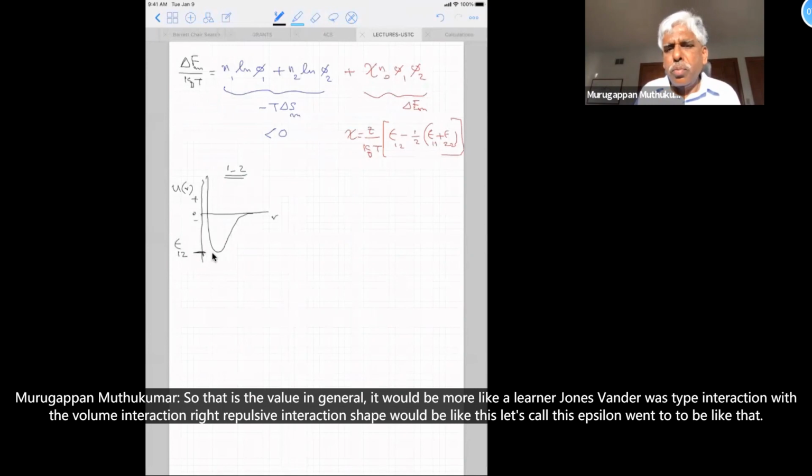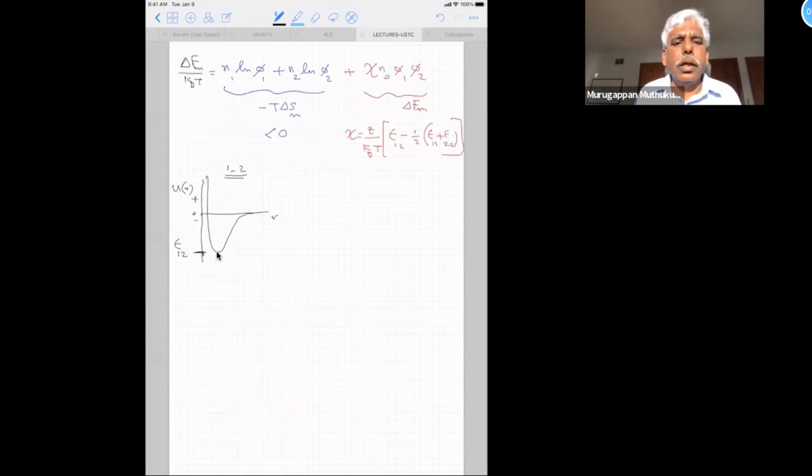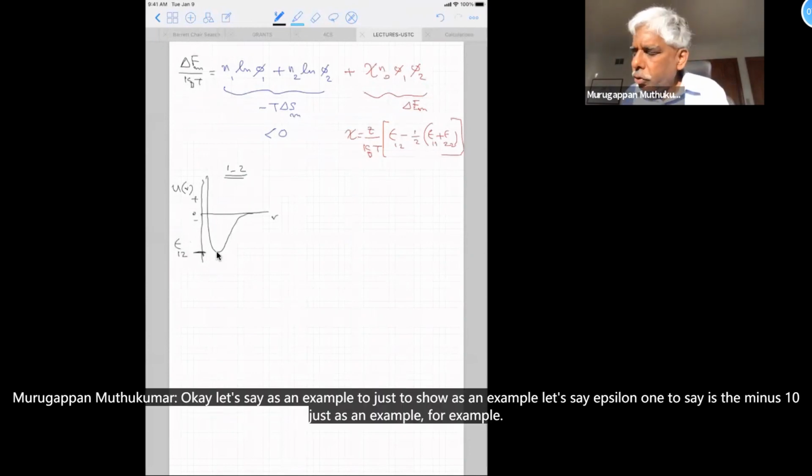In general, it will be more like a Lennard-Jones or van der Waals type interaction with the excluded volume interaction, right? A repulsive interaction. The shape would be like this. Let's call this epsilon 1,2 to be like that. Let's say, just as an example, epsilon 1,2 is minus 10.